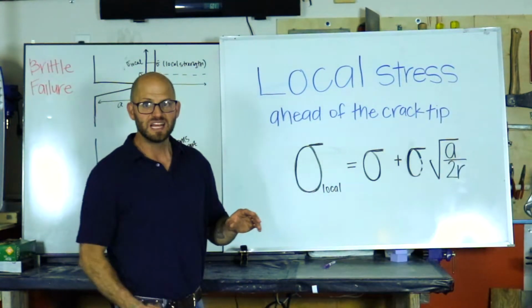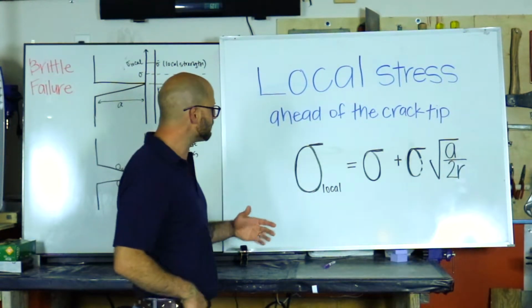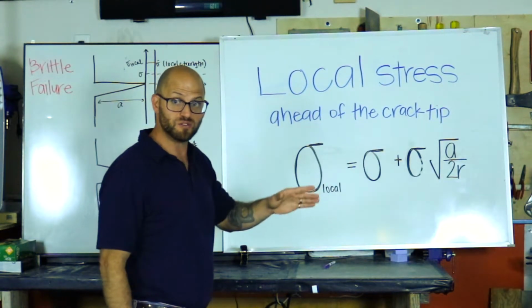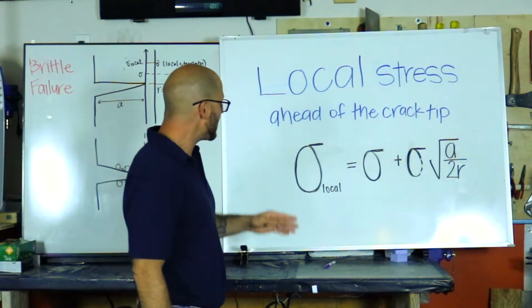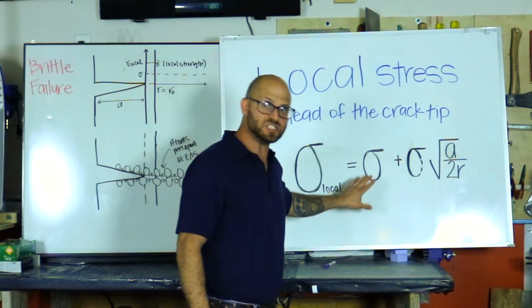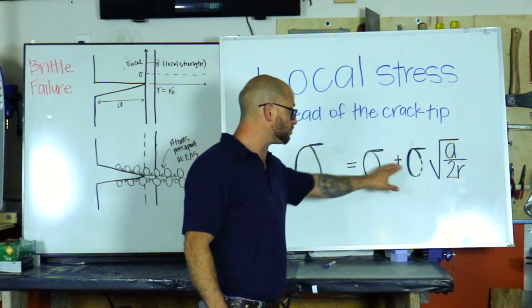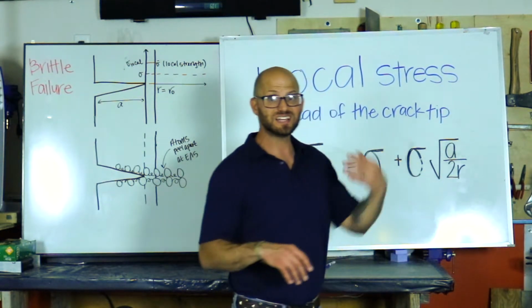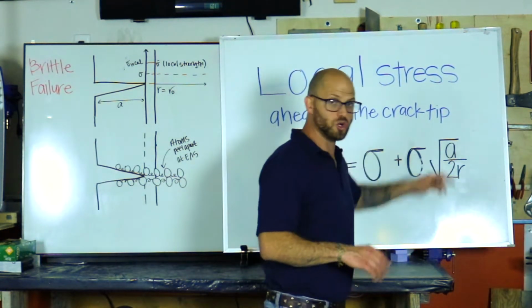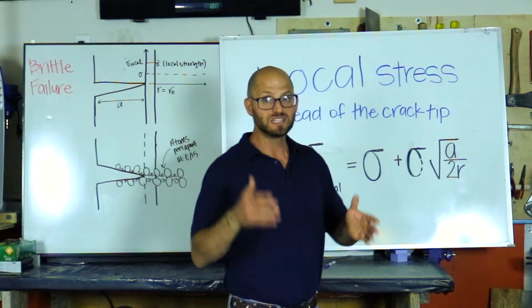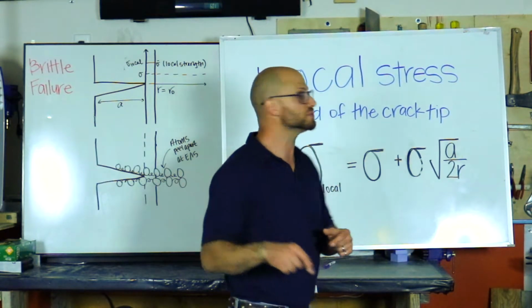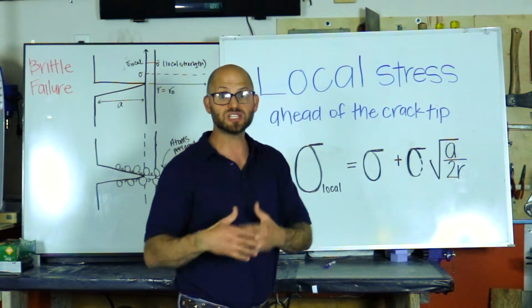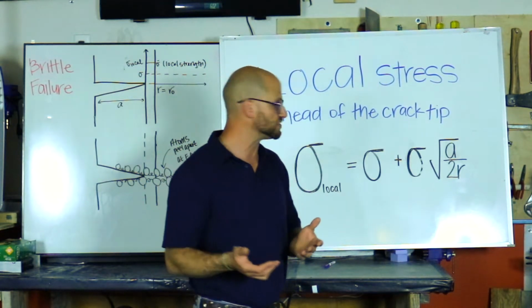But this is that stress that I was talking about. You have this localized stress which is right in front of our crack tip, and that's based on the induced stress of the material plus another factor which takes into account that stress times the square root of our total crack length divided by 2 times our distance in front of the crack, where our energy is going to have an impact on that brittle material.